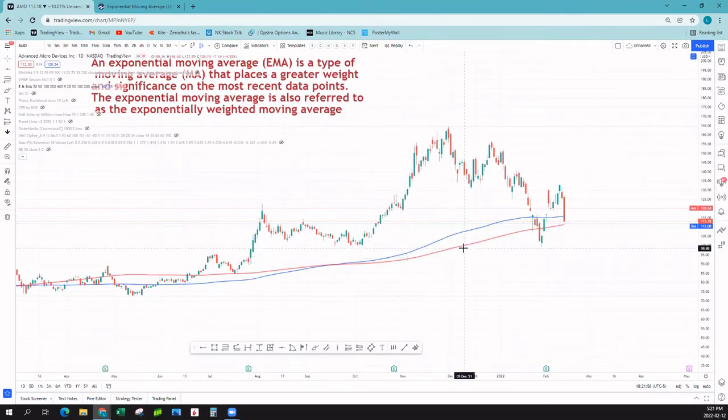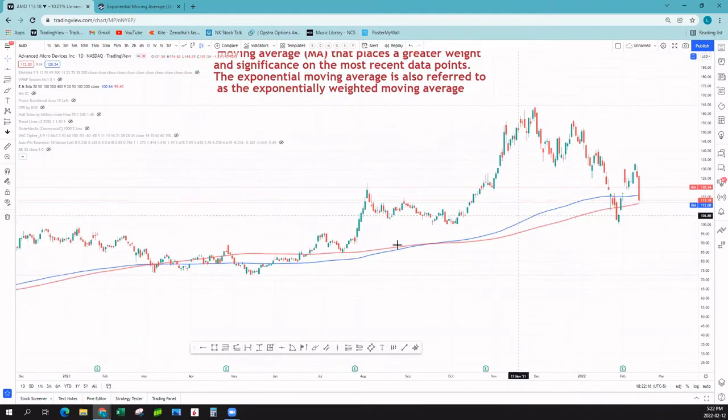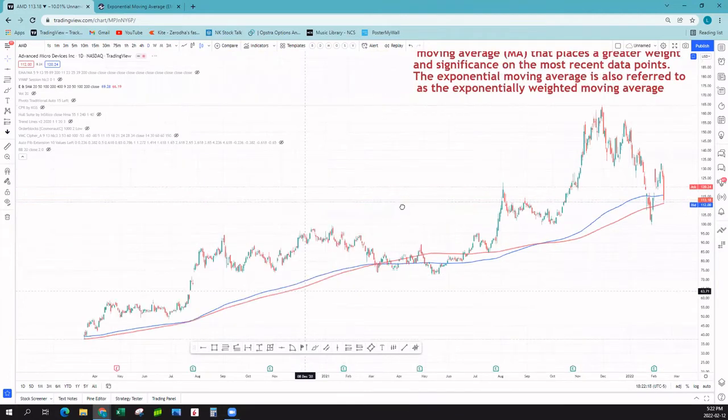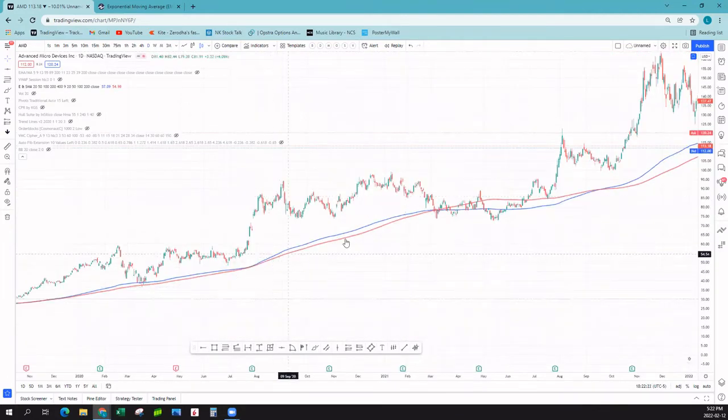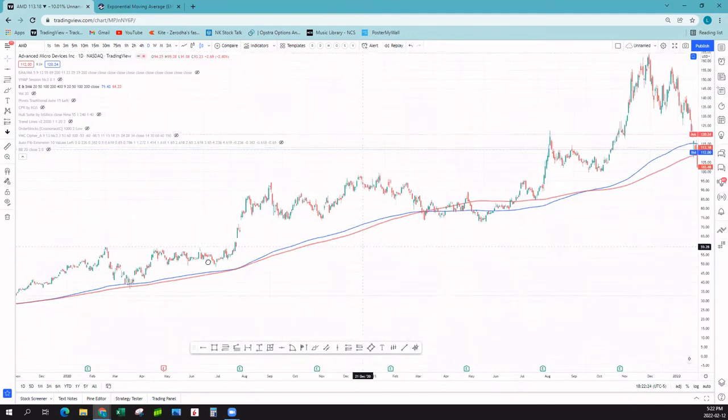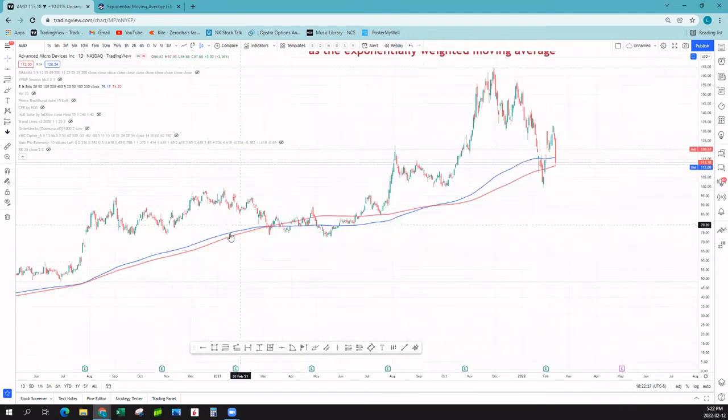This is a simple moving average, so it doesn't differentiate between the recent data and the old data. It combines all the data divided by the 200. Whereas EMA gives more weightage to the recent data. That's why you see here most of the time this EMA is closer to the price. Sometimes it takes a while for the simple moving average to take over. Wherever you see, the price is always closer to the EMA because it bends faster.